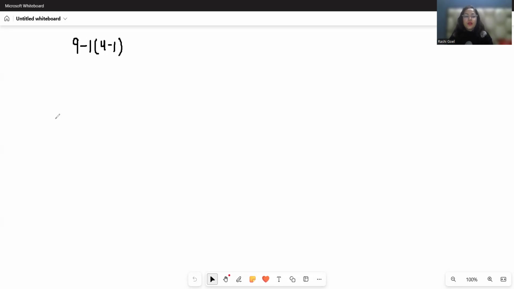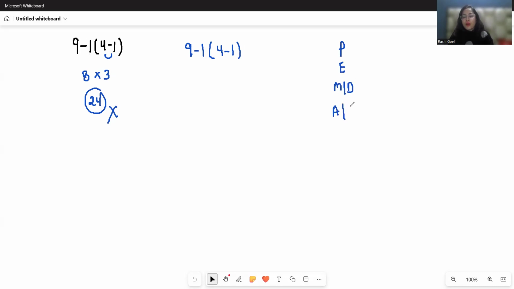This simple expression many people fail to solve. 9 minus 1 as 8 and 3 minus 4 minus 1 as 3, and 8 times 3 is 24, which is a wrong answer. When you have multiple operations like subtraction, then a bracket, and in the bracket there is a subtraction, then you have to follow the PEMDAS rule, which is also known as the BODMAS rule.